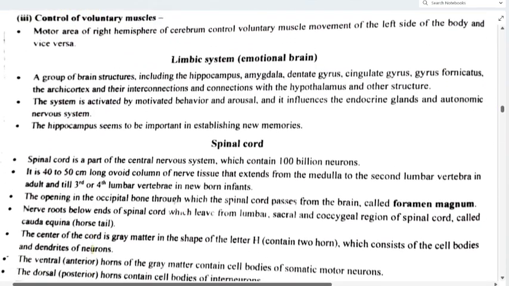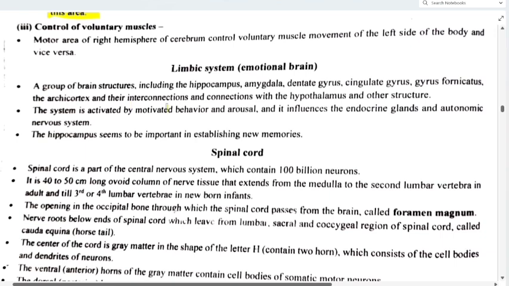Now coming to control of voluntary muscle. Motor area of right hemisphere of cerebrum controls voluntary muscle movement of the left side of the body and vice versa. So what does it mean? See, if it is right hemisphere of your brain, then it will control your left side of the body, and if it is left hemisphere of the brain, then it is controlling your right side of the body. So it is contralateral. Okay, so I am writing here, contralateral means what is that?